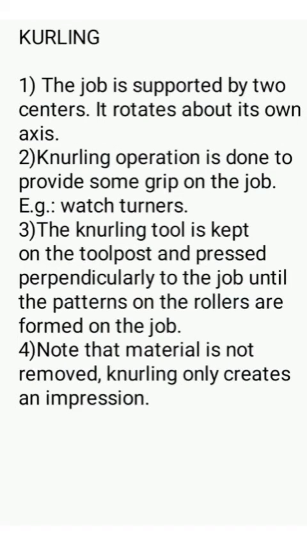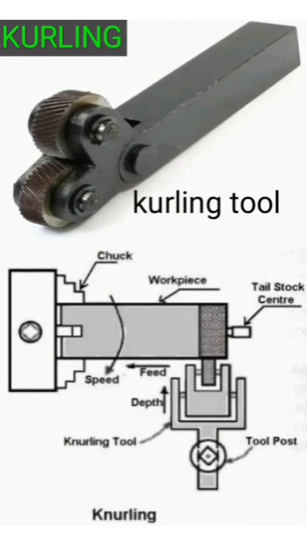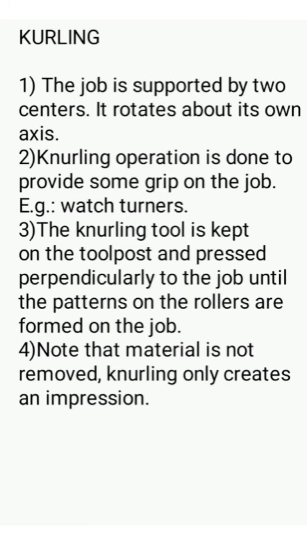Talking about knurling. The job is supported by two centers. It rotates about its own axis. Knurling operation is done to provide some grip on the job, for example, like a watch turner. The knurling tool is kept on the tool post and pressed perpendicularly so that a pattern of ridges is formed on the job. Note that material is not removed. Knurling only creates an impression.